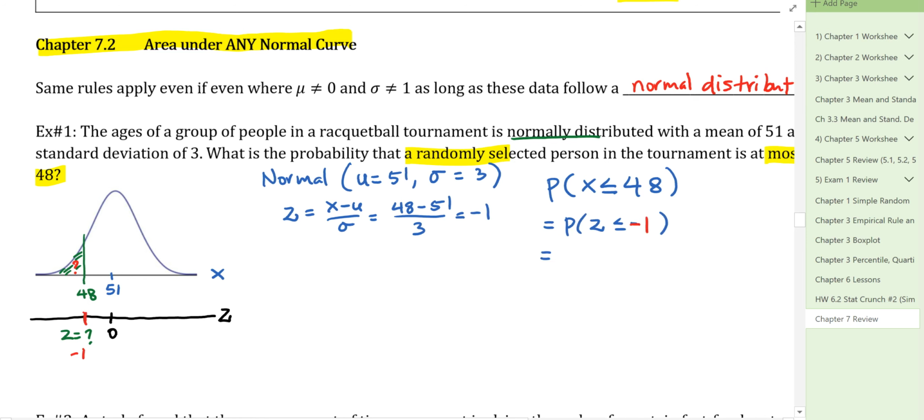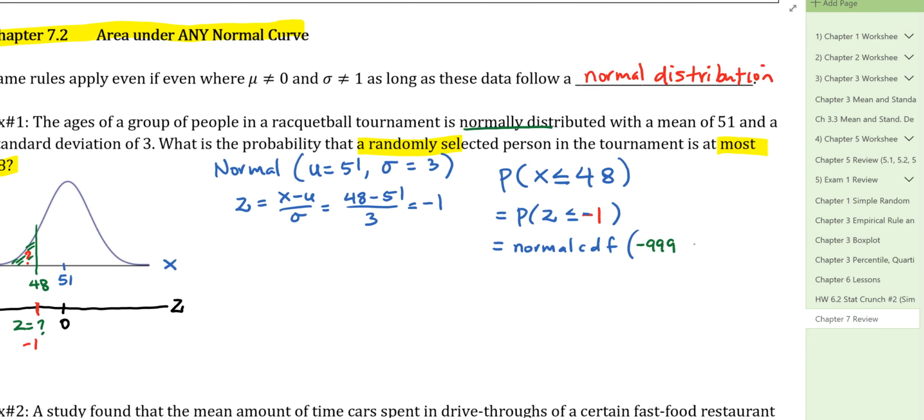To find a probability, we use normal CDF. The lower bound in this case is -999, representing negative infinity, up to -1. Then enter the mean 0 and standard deviation 1, separated by commas. Enter that in your calculator, and you get approximately 0.1587.